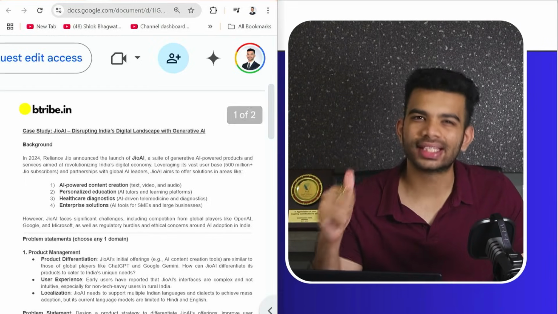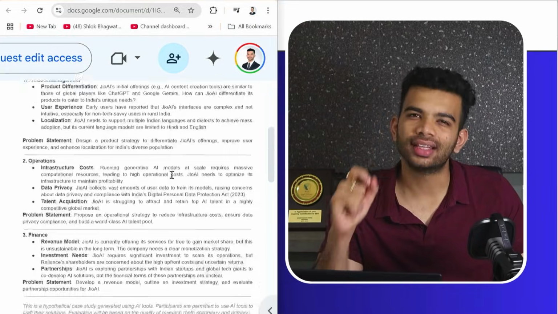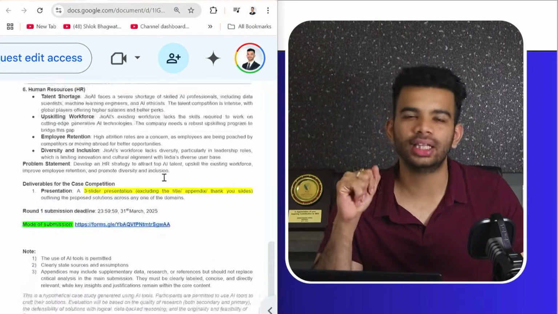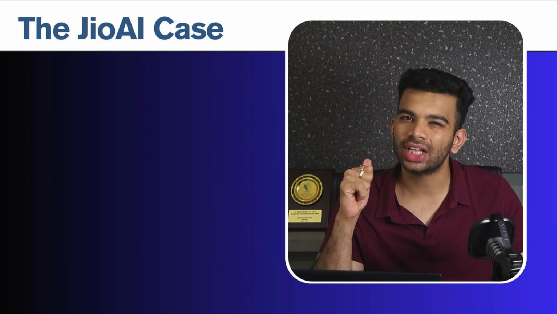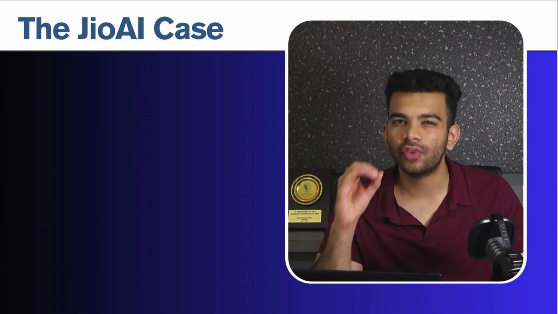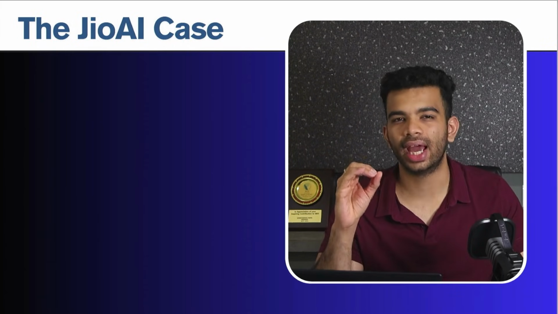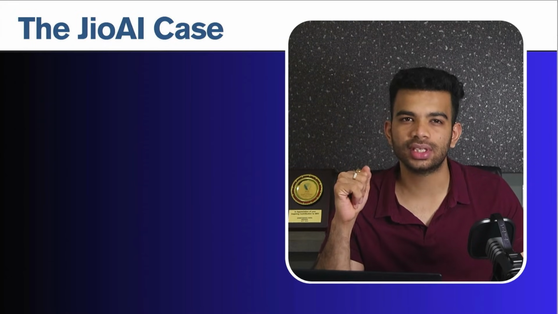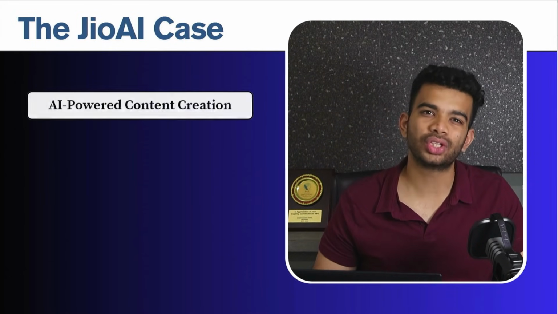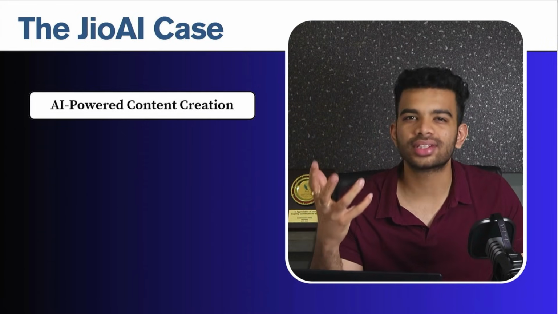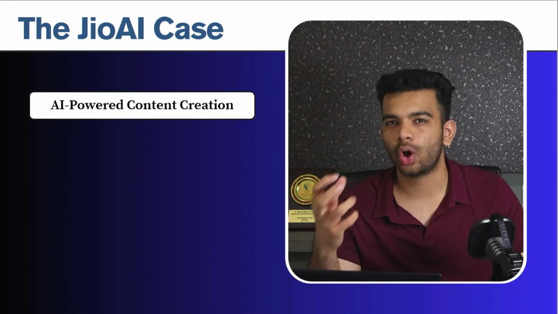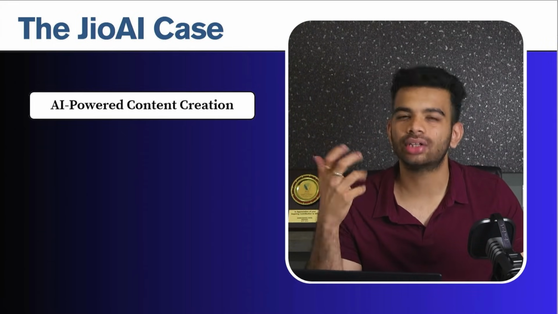Firstly, I'll show you exactly what the case study looks like, and this is something you'll be able to find down in the video description below. The hypothetical business problem is that Reliance Jio has launched their very own AI called JioAI, and it has a few business units. The first unit is an AI powered content creation tool. Now this is a case study way of saying that Jio has launched its own chatbot like ChatGPT.